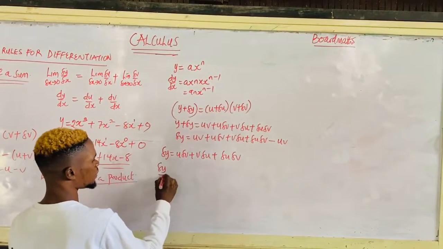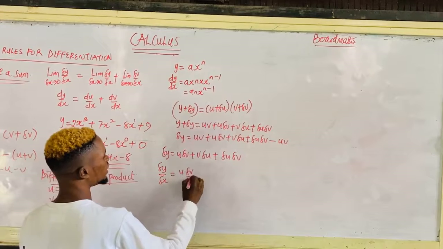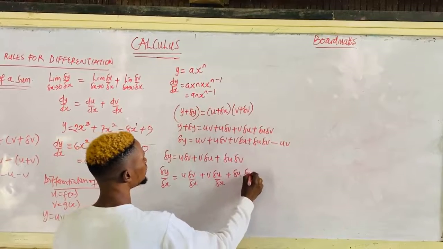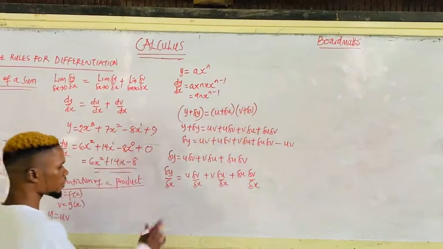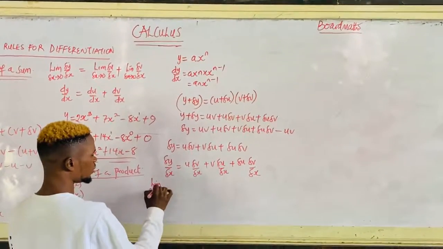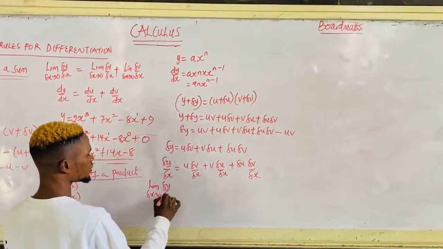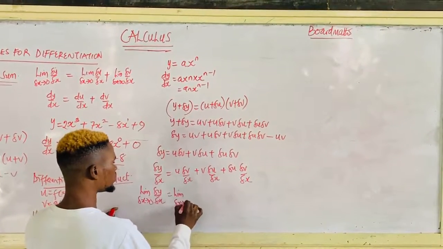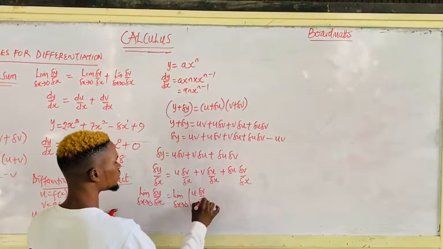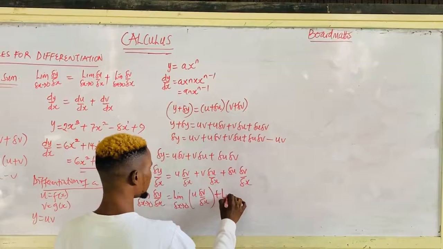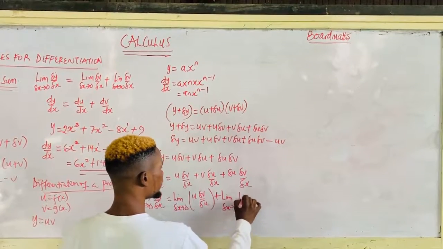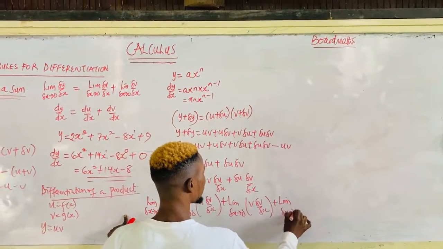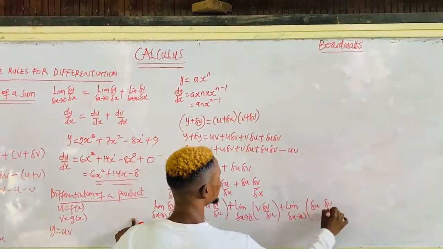So that's Δy/Δx equals u Δv/Δx plus v Δu/Δx plus Δu Δv/Δx. Now take the limits of this as Δx tends to 0 of Δy/Δx. The limit as Δx tends to 0 of u Δv/Δx, plus the limit as Δx tends to 0 of v Δu/Δx, plus the limit as Δx tends to 0 of Δu Δv/Δx.